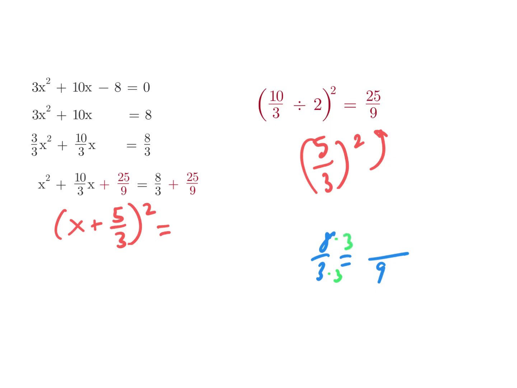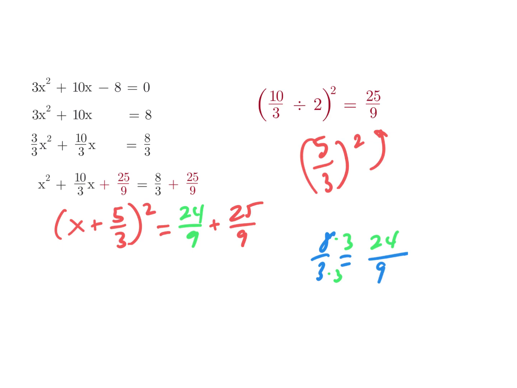Multiply by 3. Multiply by 3. So 24 ninths. Okay, so that's 24 ninths plus 25 ninths, which we can add those. All right, what do I get when I have 24 ninths plus 25 ninths? 49. 49 ninths.